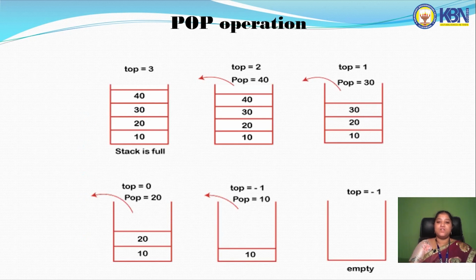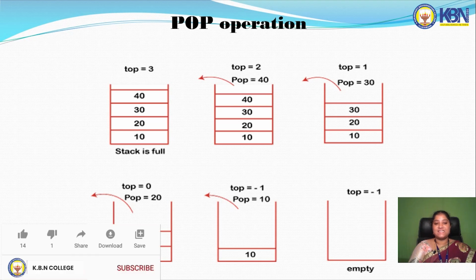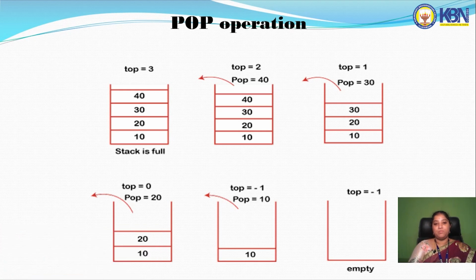Now let's discuss the pop operation. In this diagram, we show a stack, an empty stack and a full stack. We insert four elements: 10, 20, 30, and 40. Now the top position is 3, that is 40. We delete an element with the pop operation. 40 is deleted and the top position becomes 2. Pop 30: 30 is deleted and the top position is 1. Pop 20: 20 is deleted and the top position is 0.